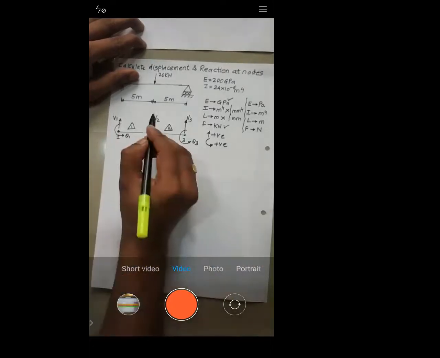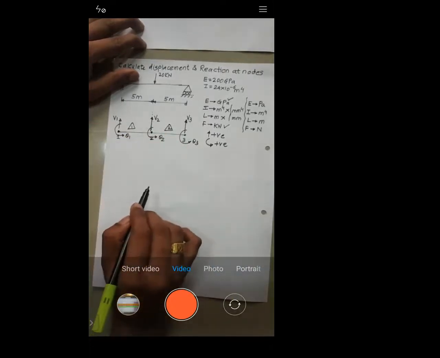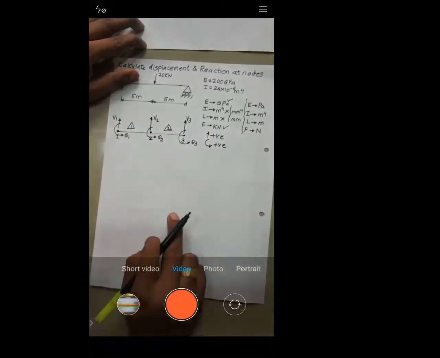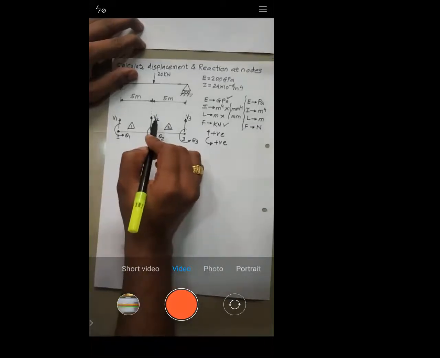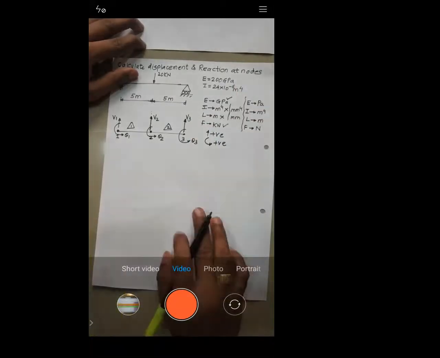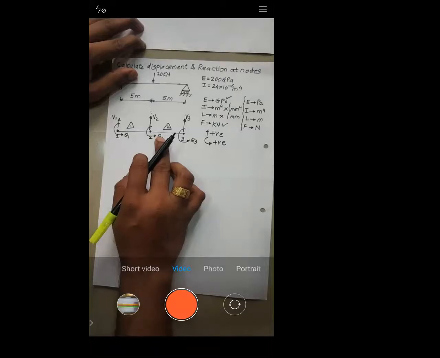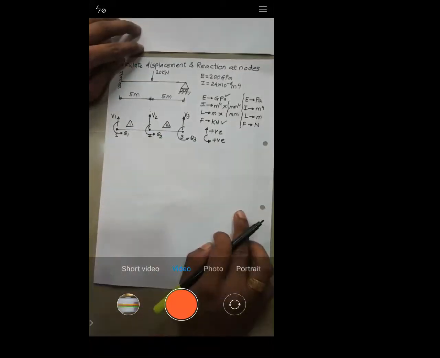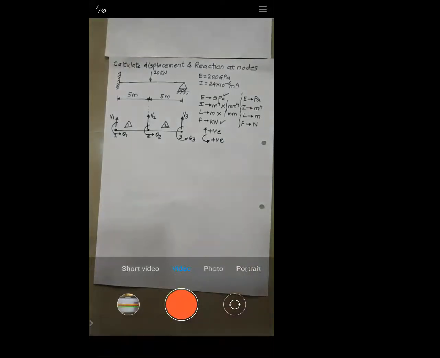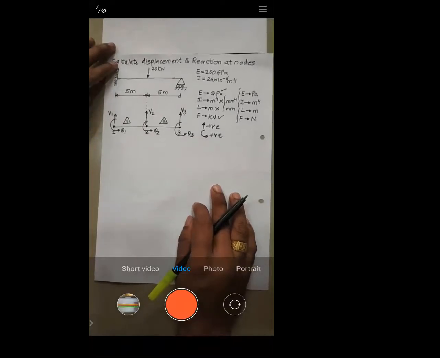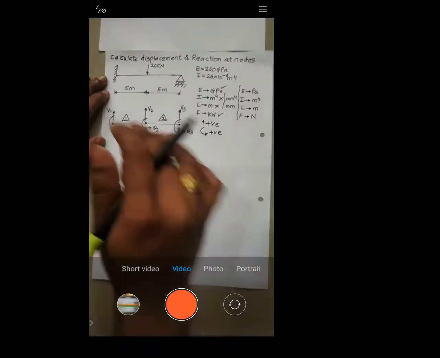Now, when we calculate the value of V2, if V2 comes positive, that means it is upward. That is not an issue. But if V2 comes negative, that means whatever direction we assumed is wrong. So what is right? It is going downward. A similar case is going to happen with theta 2. If theta 2 comes positive, that is not a problem. But if theta 2 comes negative, that means our direction is wrong. Then what is the correct direction of theta 2? It is clockwise. Is it okay to each of you? Yes, sir. Right?